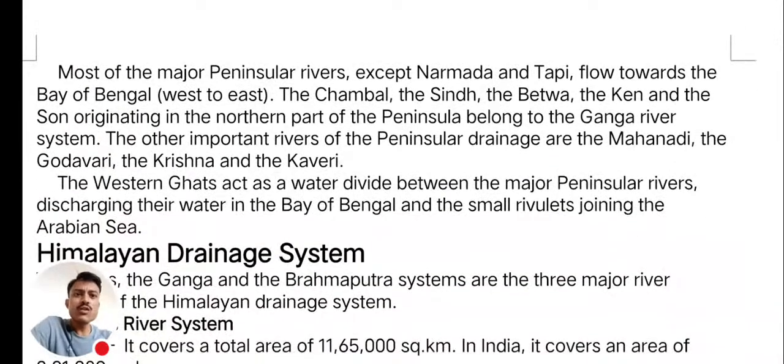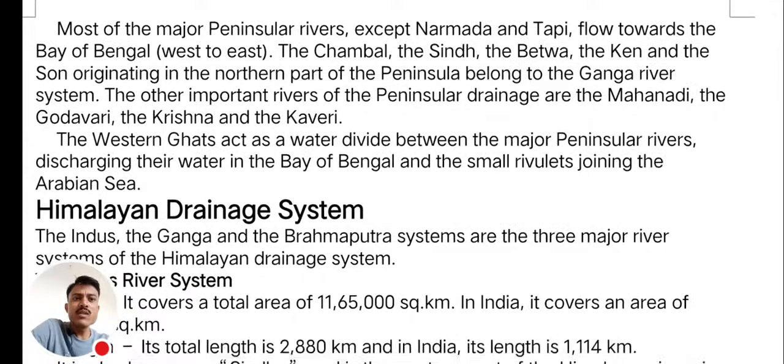Okay, now most of the major peninsular rivers flow towards the Bay of Bengal. The exceptions are Narmada and Tapi. So exceptions are given. Names of the rivers are given, right? Chambal, Sindh, Betwa, Ken, and so on, originating in the northern part of the peninsula along the Ganga river system. The other important rivers are Mahanadi, Godavari, Krishna, Kaveri, like this. So everything related to the drainage system and rivers is given.